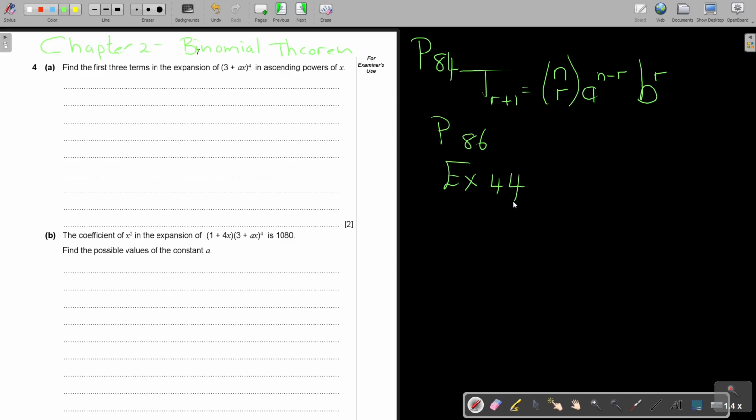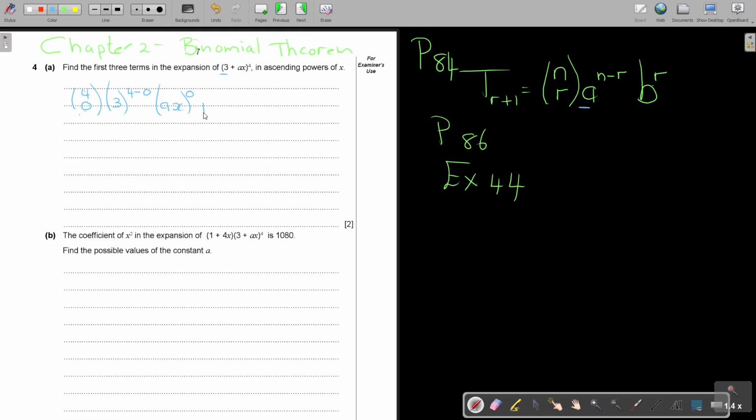Okay, so let's start. It's 4, that's the value of n. In this case, the first three terms, 4 choose 0. I start with 0. Then I take the first term, 3, and the power is n, so it's 4 minus 0. Then I take the second term in the brackets, and it's only to the power of r. This is n, and this is r. So in this case I take it to the power 0.